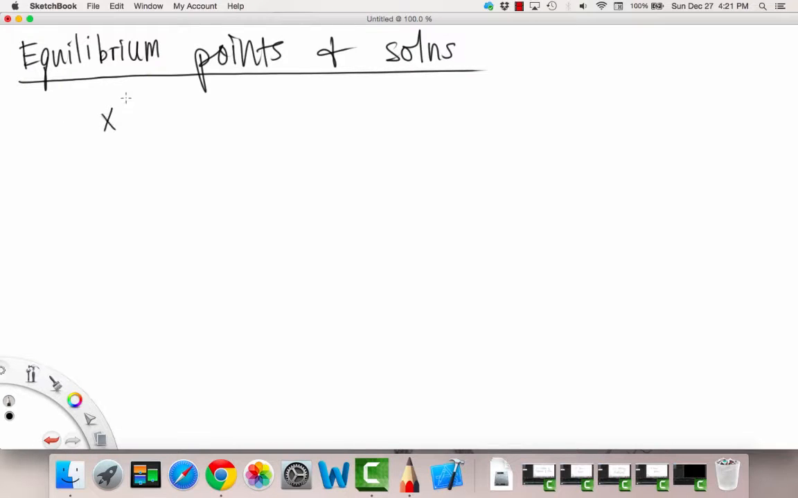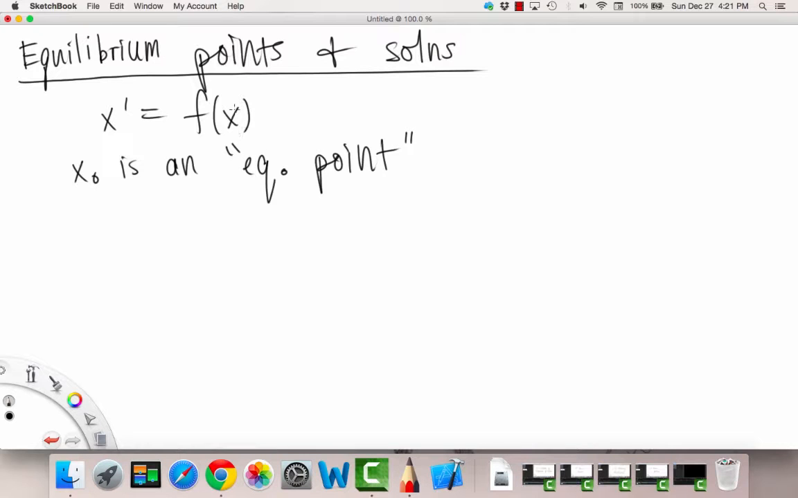Right? So let's say our x prime is equal to f of x. Well, we're just speaking very generally here. So let's say x naught is an equilibrium point. That's the terminology used for it. So x naught is an equilibrium point if f of x naught, which is equal to x prime, is equal to 0. So if it makes our x prime equal to 0, then that means that this x naught value is an equilibrium point, okay?